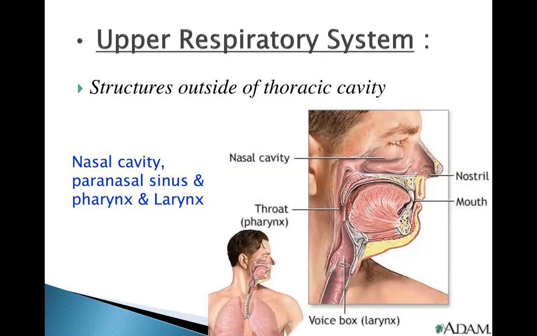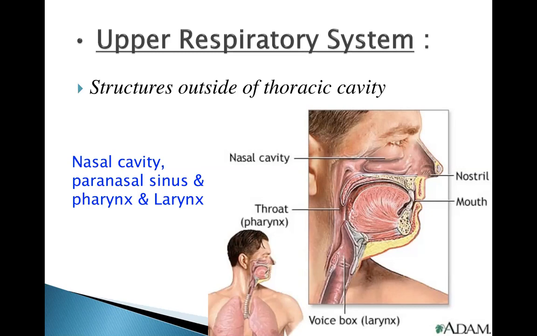The upper respiratory system always is going to include the nasal cavity, paranasal sinuses, and pharynx. And the larynx is sometimes dropped down into the lower respiratory system and sometimes included in the upper. I personally like to include it in the upper. It doesn't really matter where you include it, but I like to think of the upper as being those structures outside of the thoracic cavity, and then the trachea and the branches of the bronchial tree and alveoli, that'd be part of the lower respiratory system.